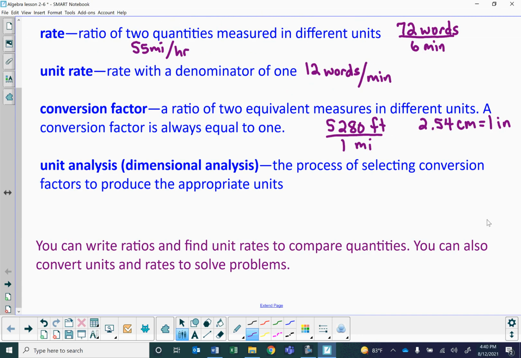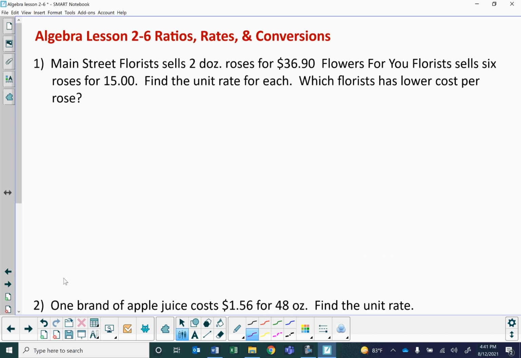Now, you can write ratios and find unit rates to compare quantities. You can also convert units and rates to solve problems. We're going to be doing a lot of that in this lesson. So it's probably a good idea to go through this lesson fairly slowly, because this is going to be new to most of you.